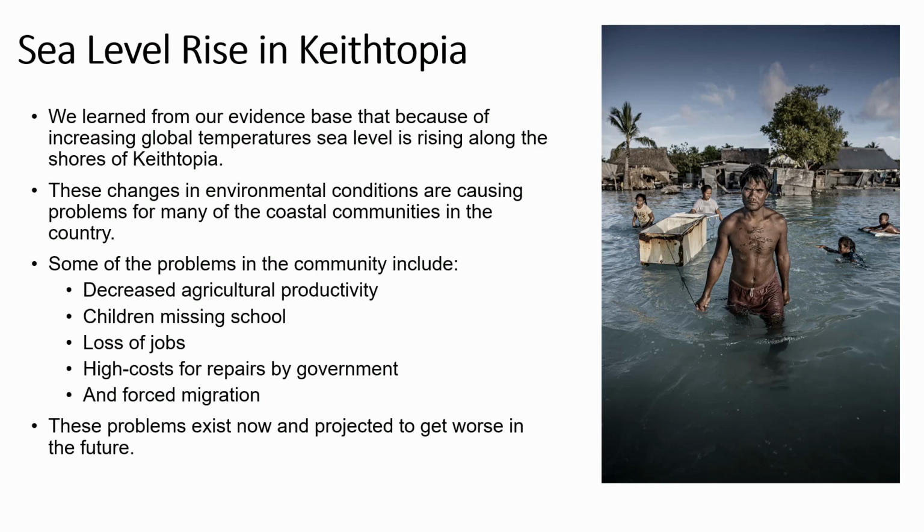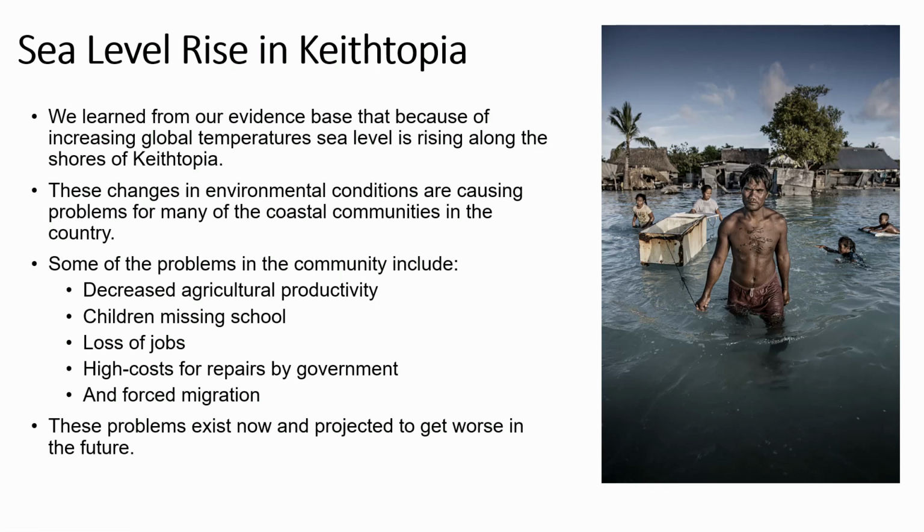So it's a big issue for climate change, and the government has decided to take action. It's already been an issue now, and it's projected to get worse in the future. We've got projections that show that the rate of sea level rise in Keithtopia will increase in the future. So that's some of the background of the situation that we're facing, and we want to develop a climate change adaptation project that is consistent with this evidence base that we've developed, but we also want it to be consistent with the strategies and policies, the climate change approach for Keithtopia.